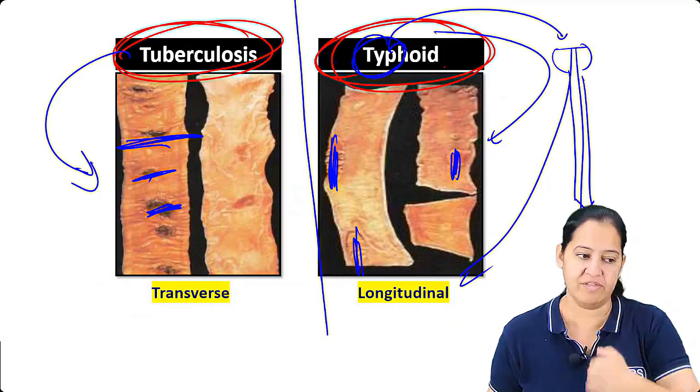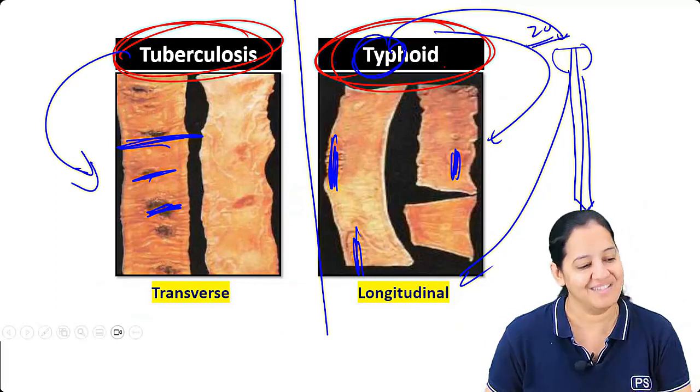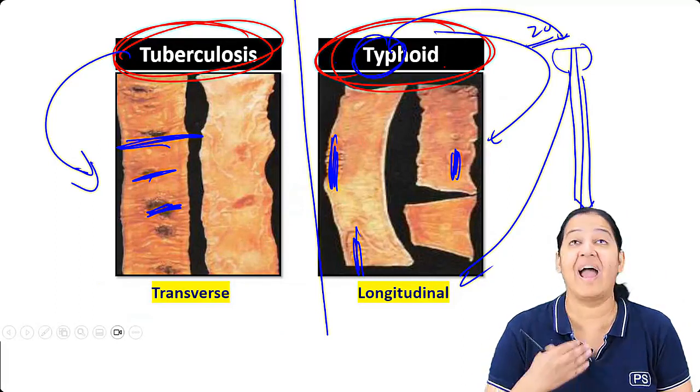So typhoid is always longitudinal. This is how I learn and never forget. है ना, ये मैंने 20 साल पहले याद किया, मुझे आज तक याद है, ठीक है. Typhoid is always longitudinal, tie is longitudinal, है ना.